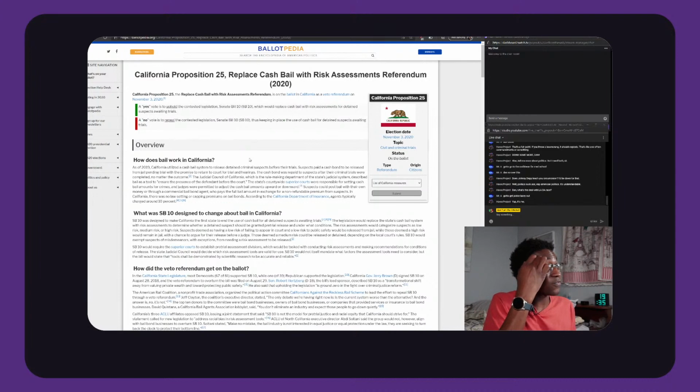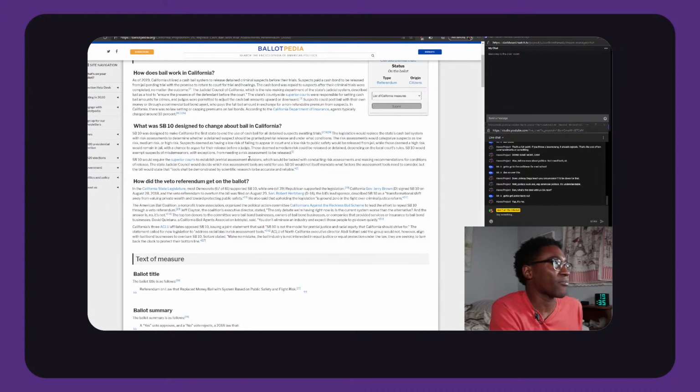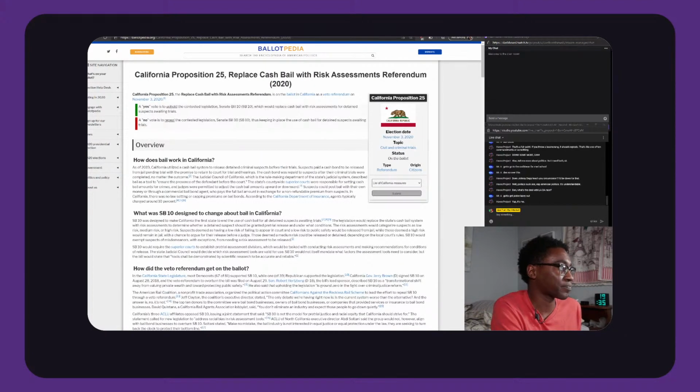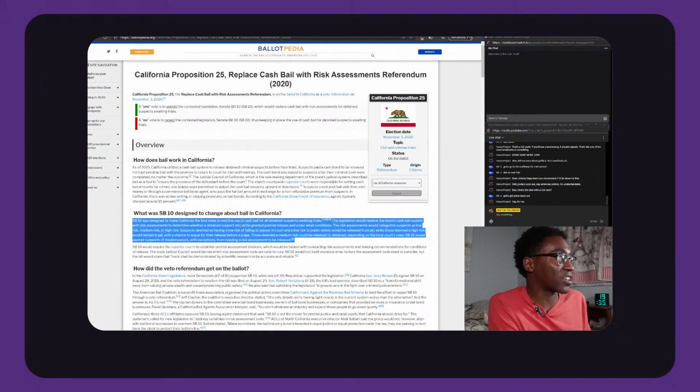So Proposition 25 is meant to replace the cash bail system with risk assessments, and based on that risk assessment, it would be decided whether or not you would just remain in jail, to make sure you show up on your court date. But basically just get rid of the cash bail idea in general. SB 10 was designed to make California the first state to end the use of cash bail for all detained suspects awaiting trials.